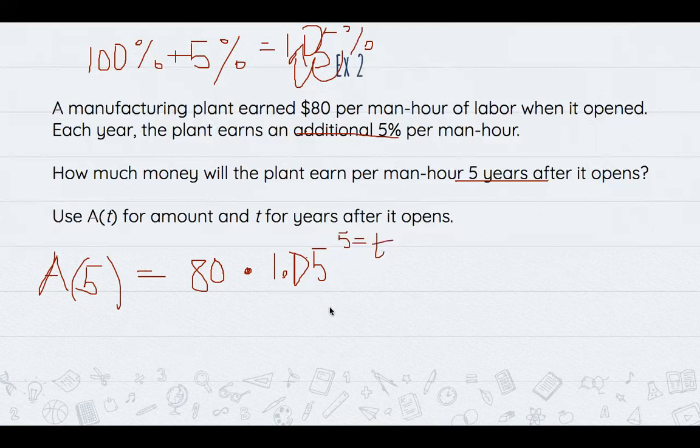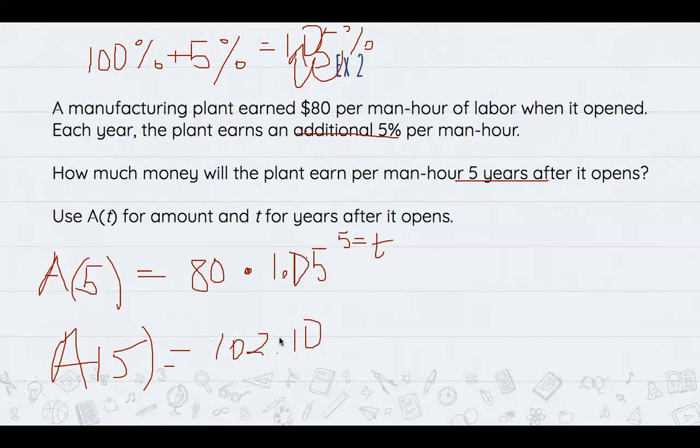And then just like the other equation, we're just going to multiply it out, which should give you around an amount of A(5) equals $102.10. The real answer would give you a lot of decimals after the decimal place. But as you know, in money, it rounds to the nearest hundredth. So it would give you $102.10 for after 5 years it opens.